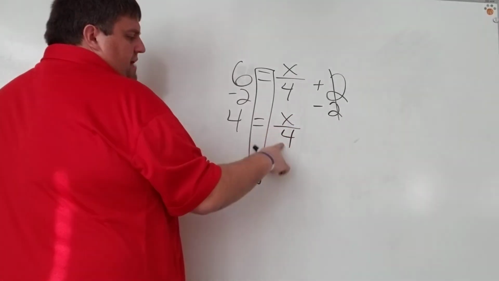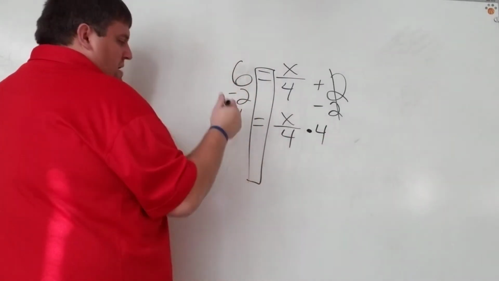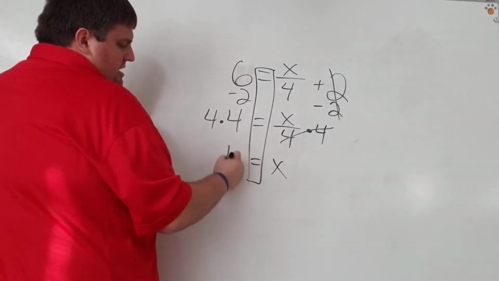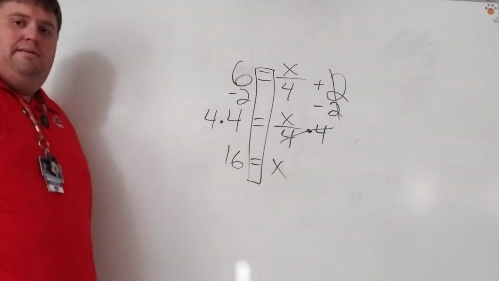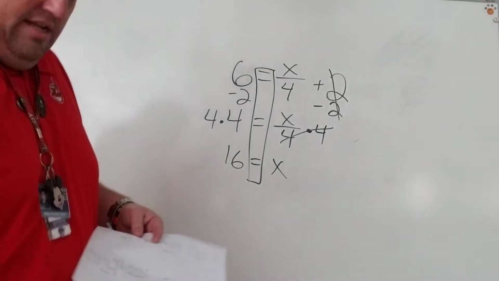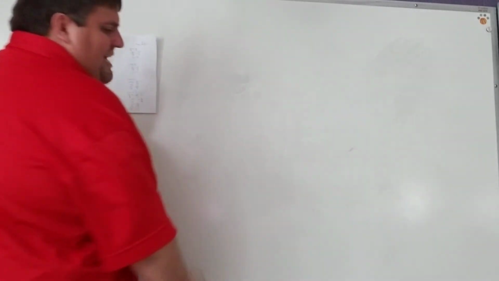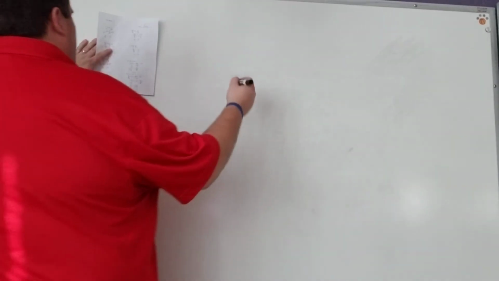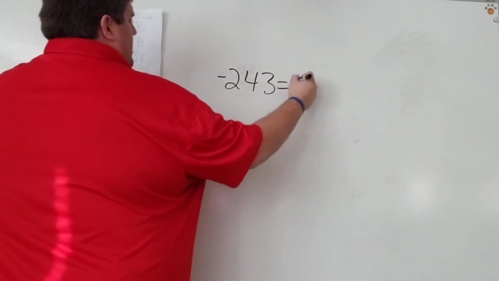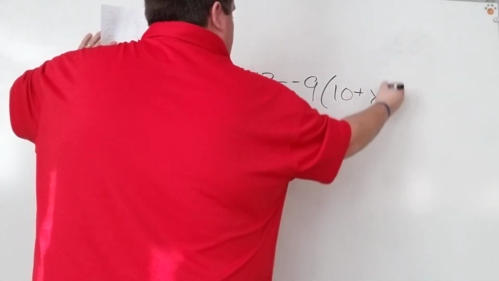And then to get rid of divided by 4, we're just going to multiply by 4. Multiply by 4 on both sides. And that's going to give me positive 16. That's number 5. All right, number 6, finally we had some distributive property in the mix. And we know that that is like the first thing we need to do. So we have negative 243 equals negative 9 times 10 plus x.